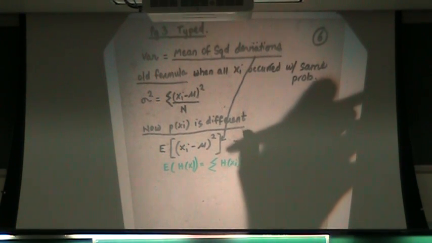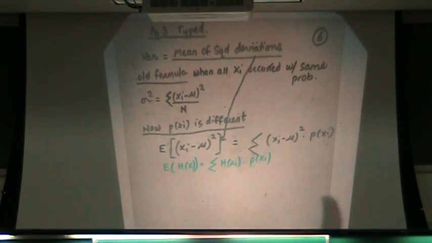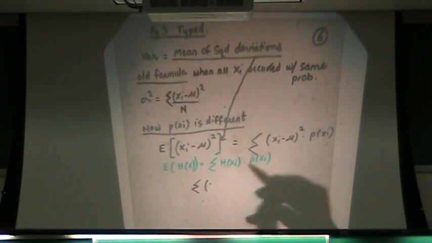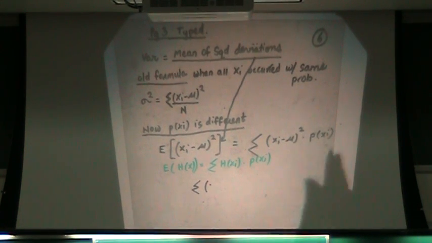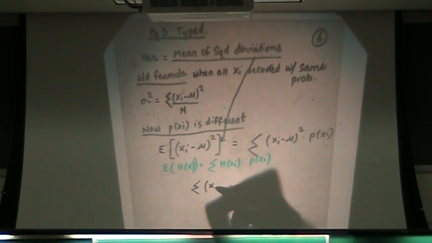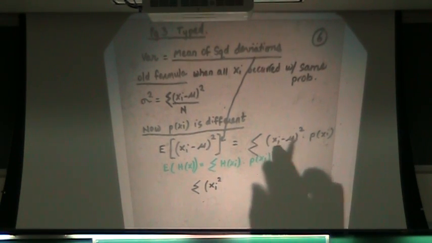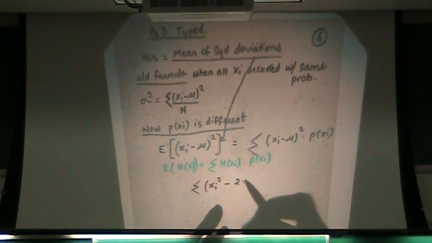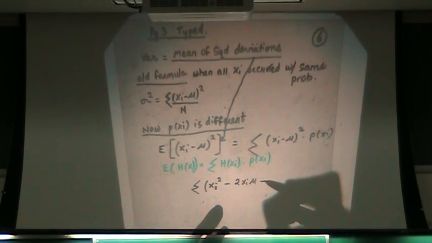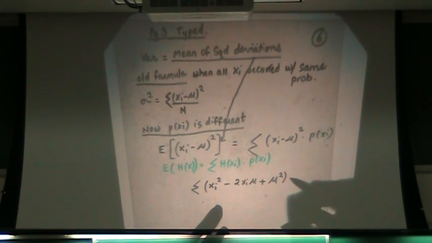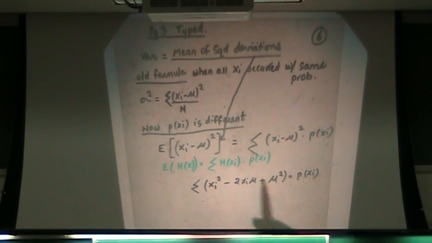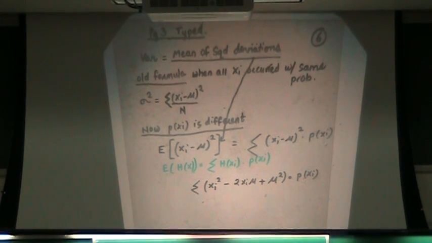And then I want to clean this up a little bit because this is unwieldy to work with. So I want to do summation. Let's FOIL this out. So this would be xi squared. I'm foiling this term, minus 2 xi mu plus mu squared times P of xi. The whole thing times P of xi, right? Now let's distribute the P of xi to each term.